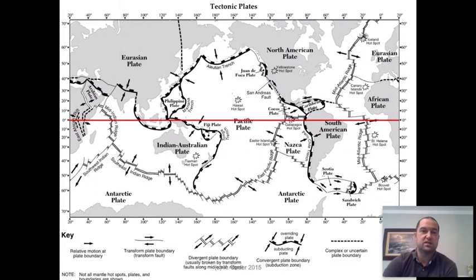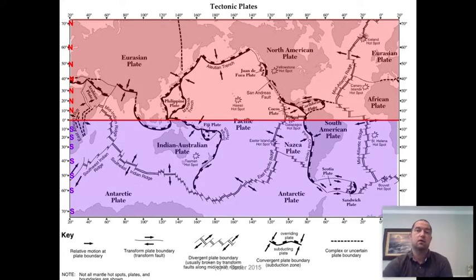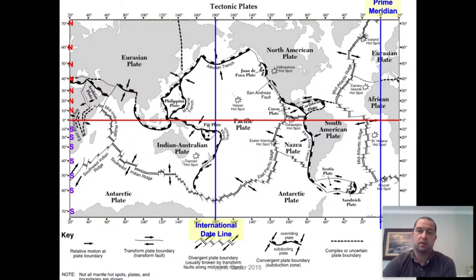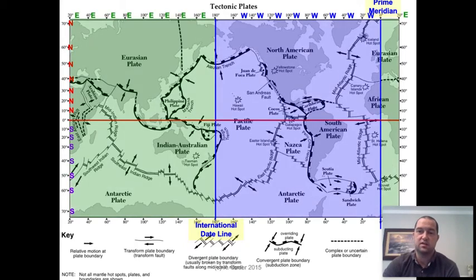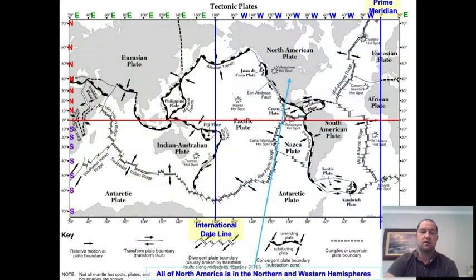On page 5, we have our tectonic plates map. We have our equator drawn, everything above to the north, everything below to the south. Our prime meridian and our international date line: everything to the left of the prime meridian is west, and everything to the right is east. This has the same longitudinal issue that we saw on page 4, where it goes from 0 to 20 east, and then continues 20 to 180 on the left-hand side of the map. And there's North America again, in the northwest quadrant.